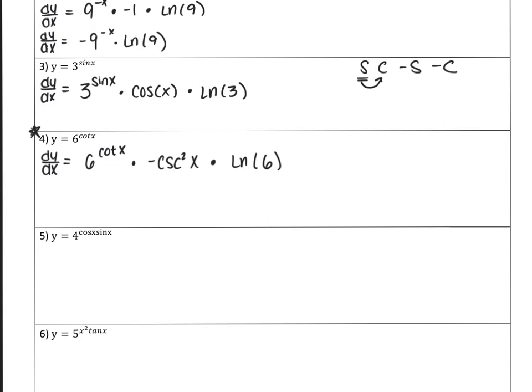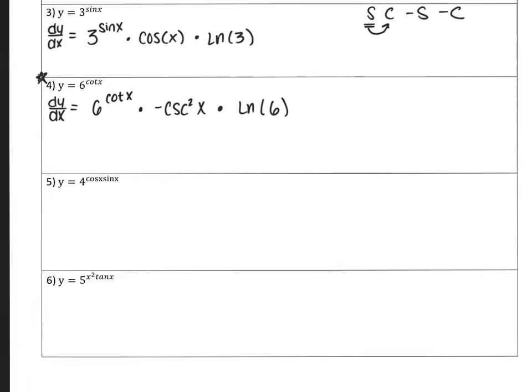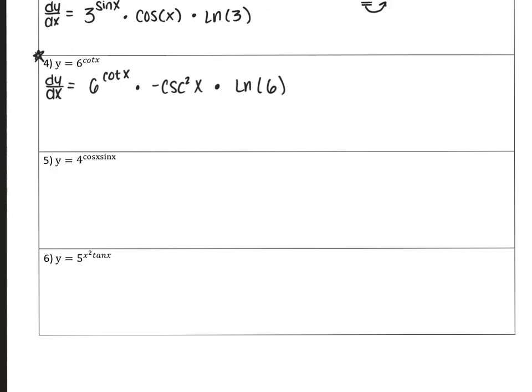Okay, number 5. If I want to take the derivative of this, we're going to say dy over dx is the same, so 4 to the cos x sine x, times the derivative of the power. But if you notice, the power is a product rule. It's cosine of x times sine of x. So cosine is my high, sine is my low. So low times d high. The derivative of cos is negative sine.